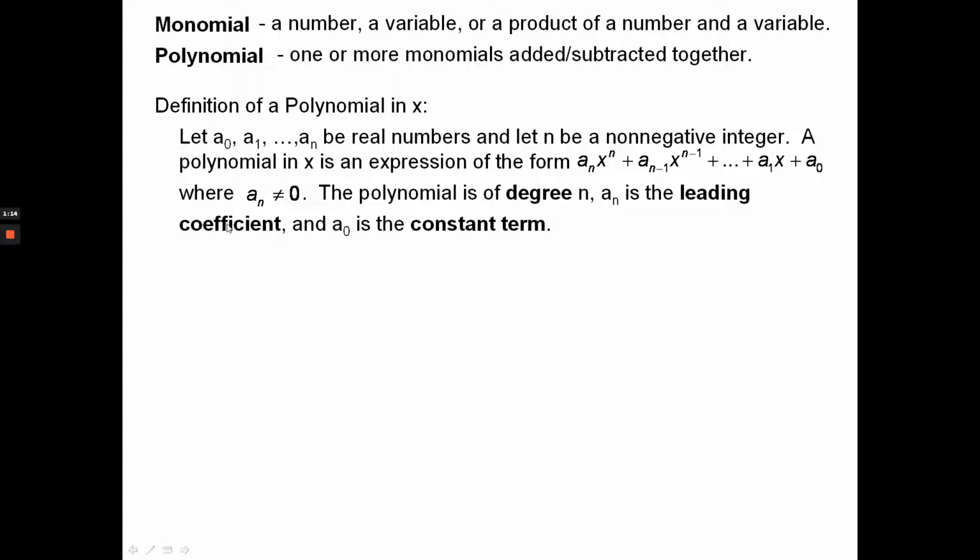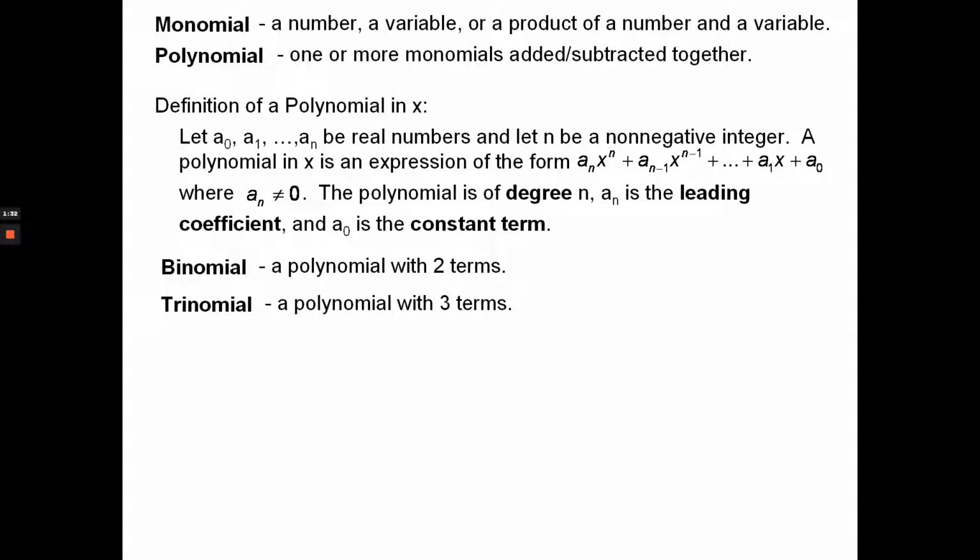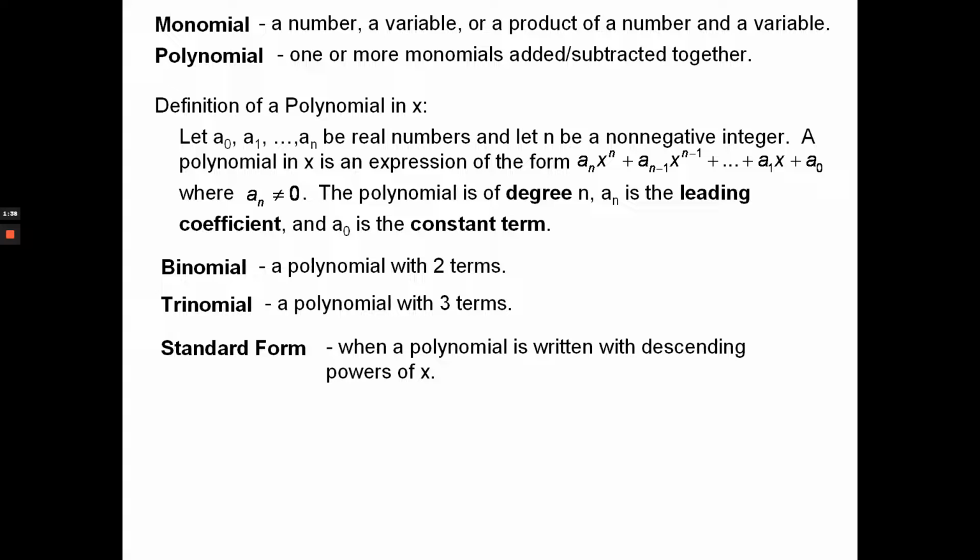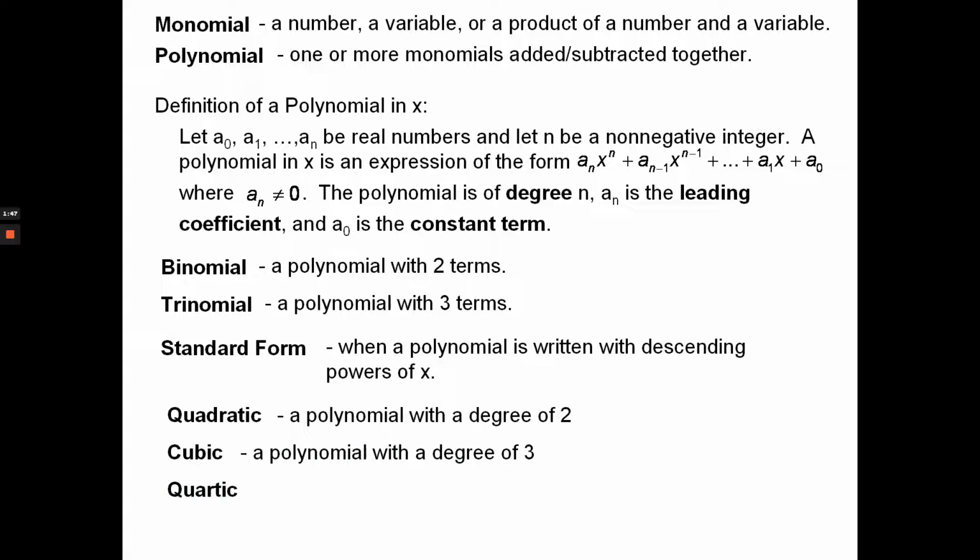A sub n is our leading coefficient, so this one out here with the highest power of x is the leading coefficient, and a sub 0 is the constant, so this is going to be a single number. A binomial is a polynomial with two terms. A trinomial is a polynomial with three terms. Standard form is when the polynomial is written in descending powers of x. A quadratic is a polynomial with a degree of 2. A cubic is a polynomial with a degree of 3. And a quartic is a polynomial with degree of 4. Anything higher we really just call a polynomial. We do not assign it by its cardinal number.